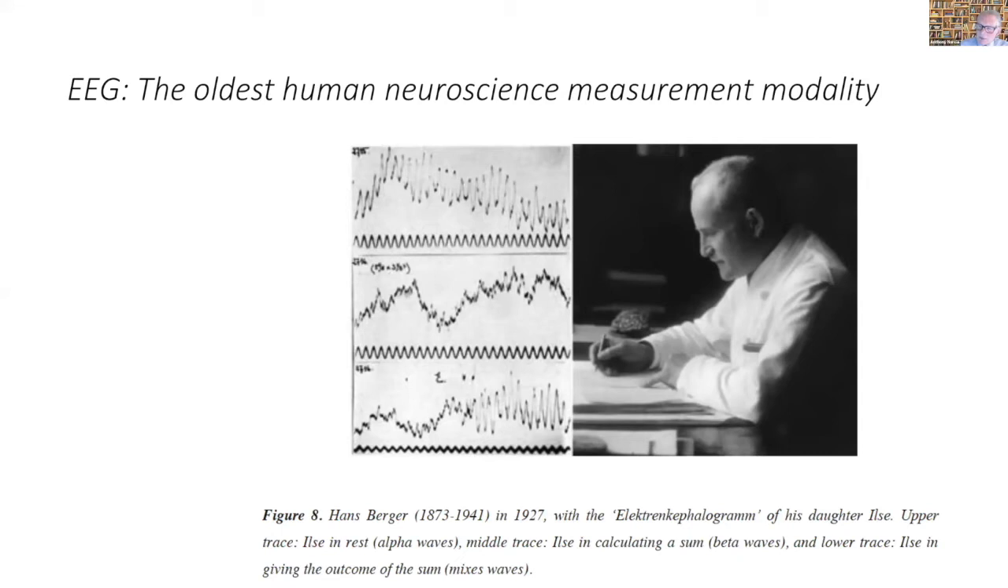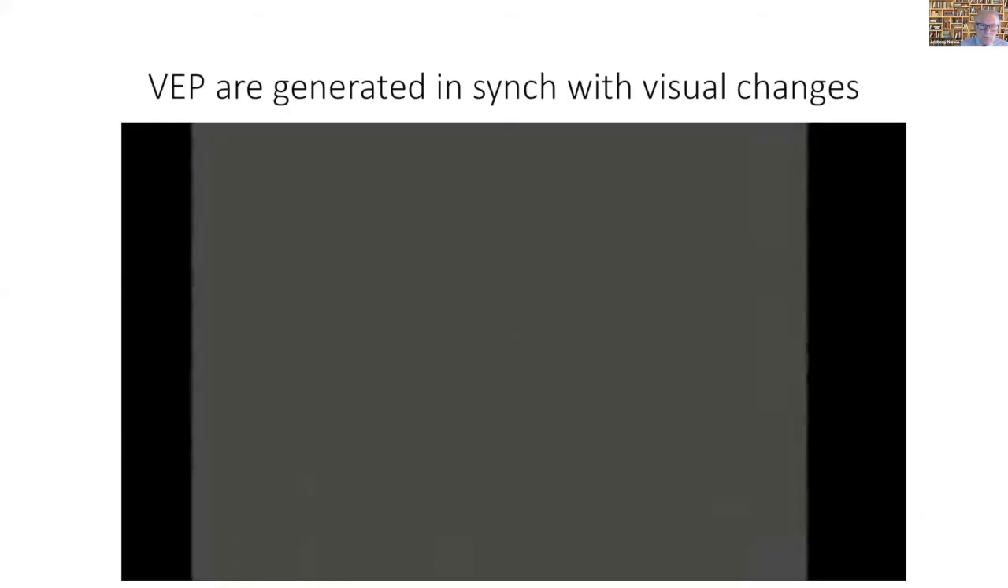So EEG is really the oldest neuroscience measurement. This is a picture of Hans Berger in 1927, who was the first person to measure the EEG. The picture here is his daughter Ilse with her eyes closed, and you can see this prominent alpha rhythm. And here she's calculating a sum. So there was a notion that the EEG was highly reflective of cognitive activity. We're more interested in using it as a readout for the output of the retina.